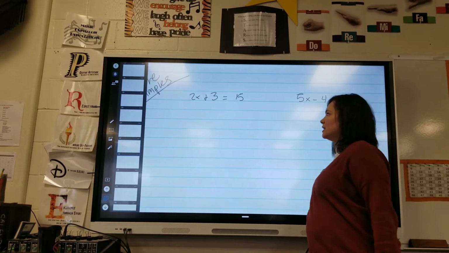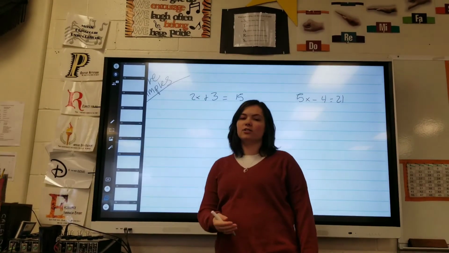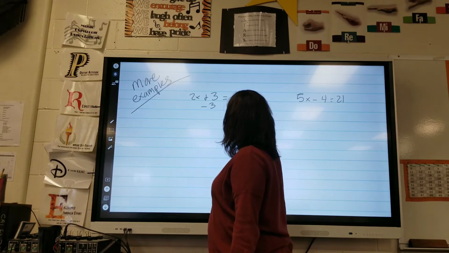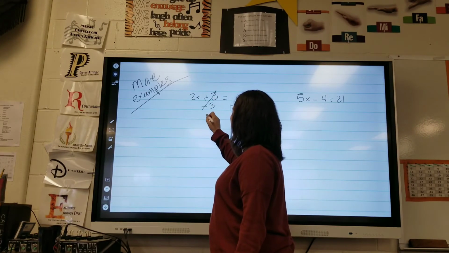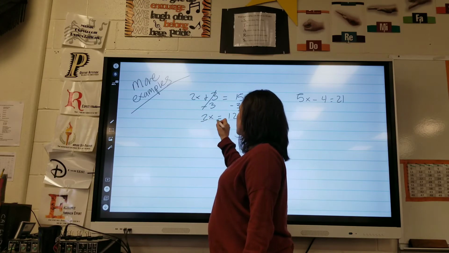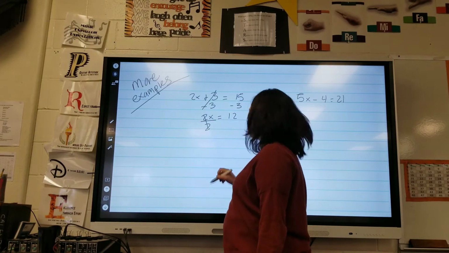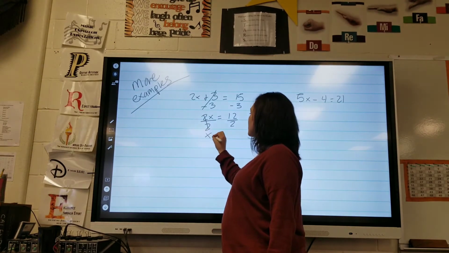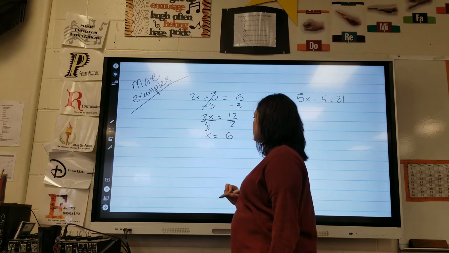2x plus 3 is equal to 15. Again, I always start with the addition. I don't know why, it just makes sense. Minus 3 from both sides. Those cancel, you're left with 2x is equal to 12. Divide by 2, so those cancel. Divide by 2 on this side because you did it to the other side. X is then equal to 6.